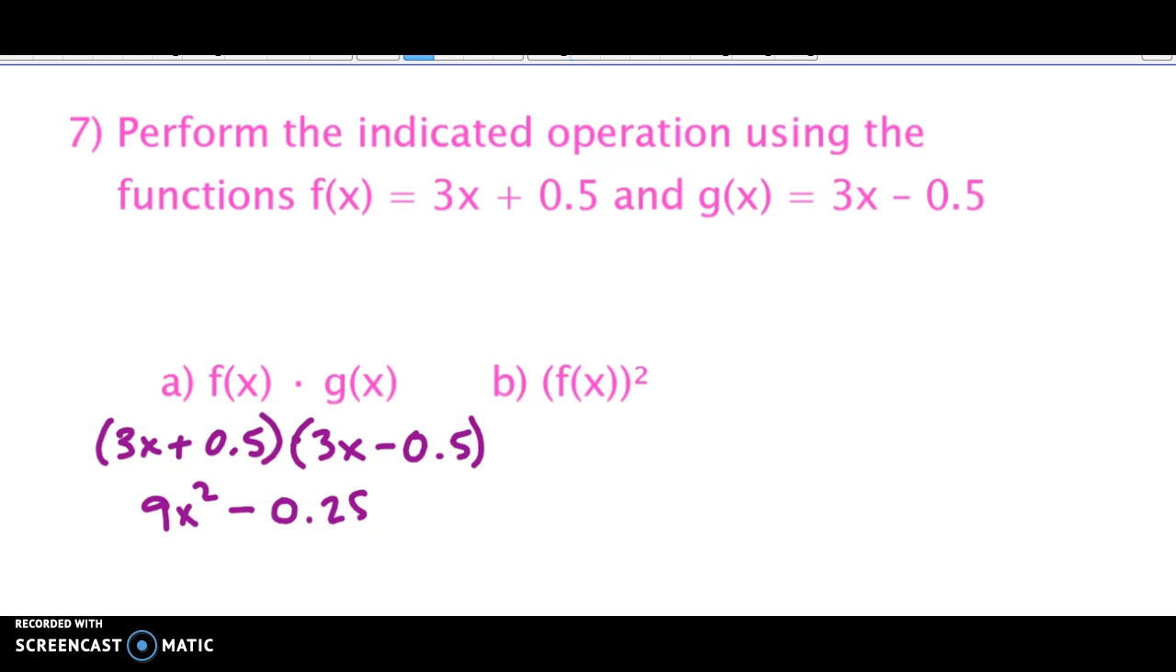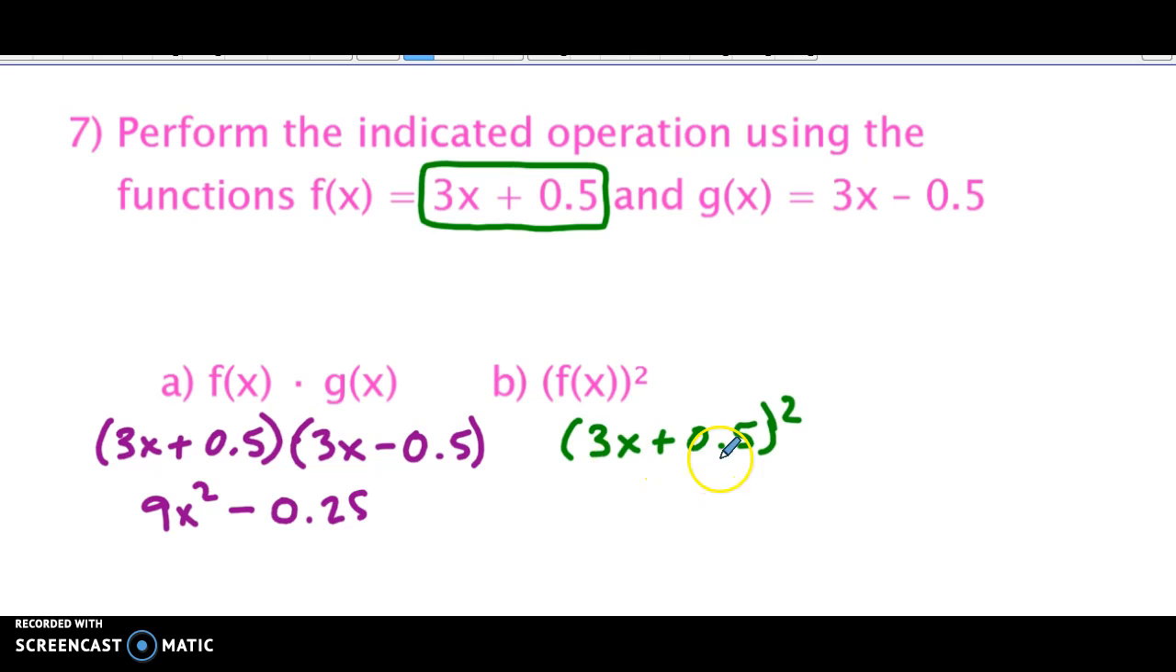For part B, this time I'm going to take f of x and I'm going to square that entire function. So I'm going to substitute this binomial. This is what f of x equals. I'm going to substitute this in. And I'm going to square it. So now I can see that I'm doing a binomial square. I'm taking this binomial and squaring it. I'm multiplying it by itself.